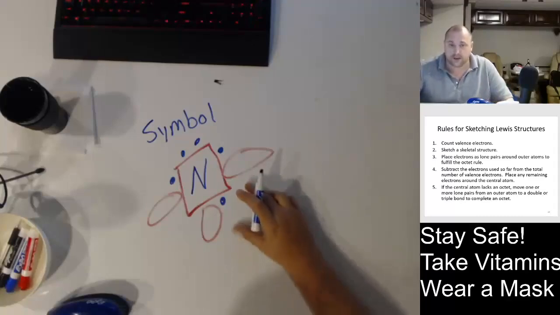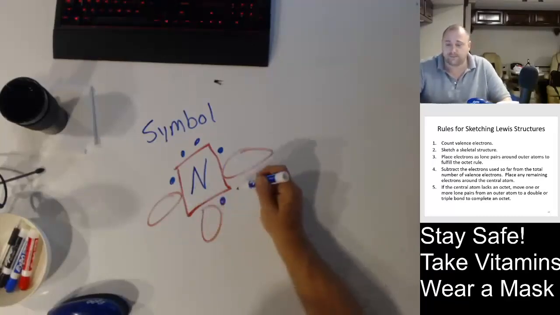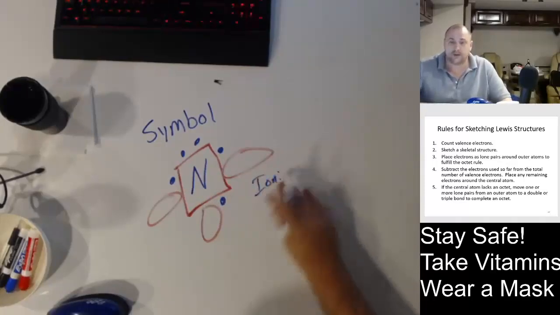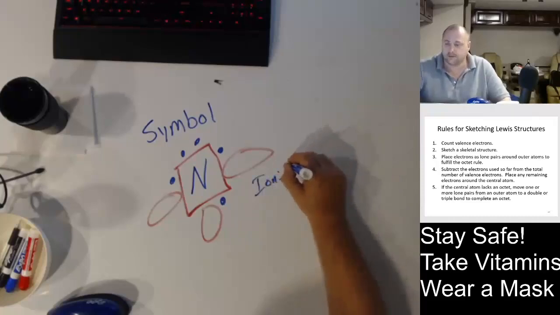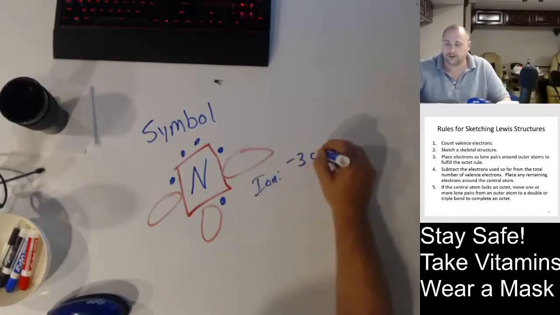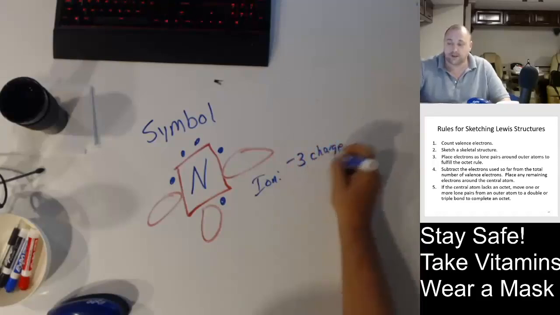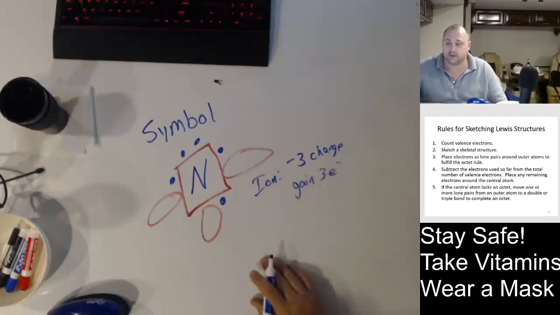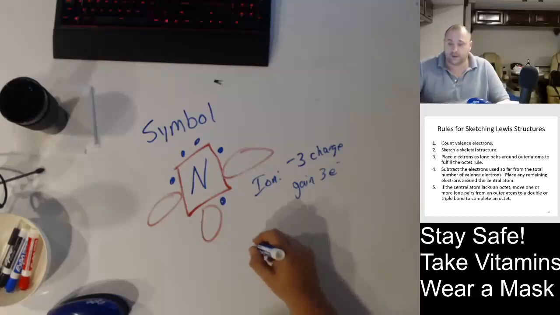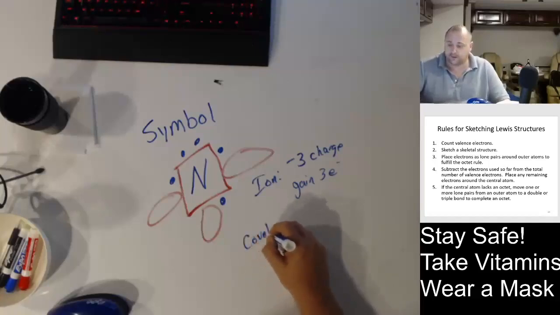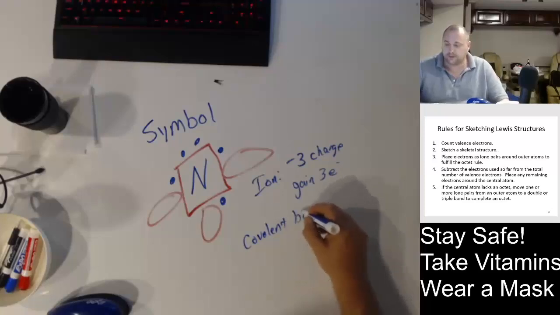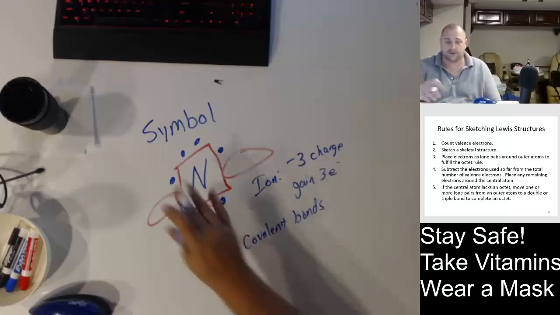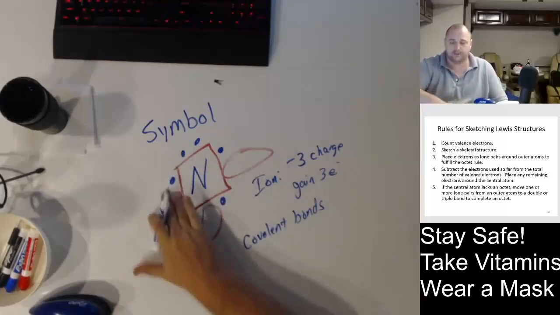And that helps me to predict where it's going to make a bond. So we could say if this is going to become an ion, so if this was an ion, it's going to make a -3 charge because it will gain 3 electrons. If it's covalent bonds, then this helps me to identify. So let's look at how we would do a covalent bond.